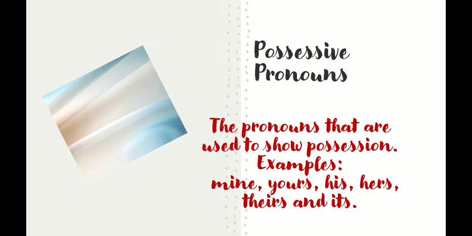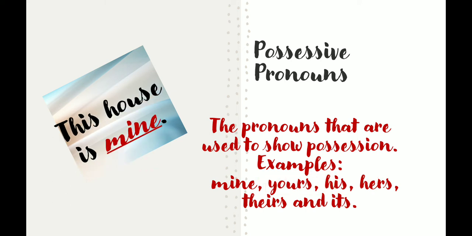Next one, possessive pronouns. Now, the name itself is telling: the pronouns that are used to show possession are possessive pronouns. Examples: mine, yours, his, hers, theirs, and its. Example sentence: this house is mine. Now, mine is showing the possession of the house.